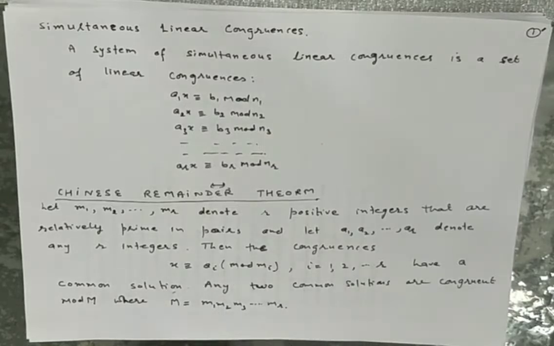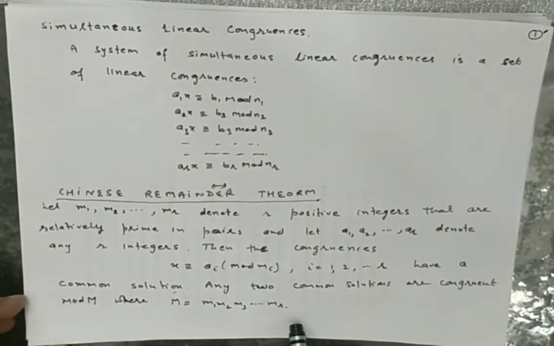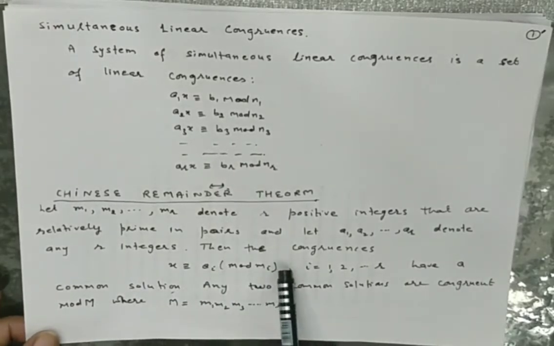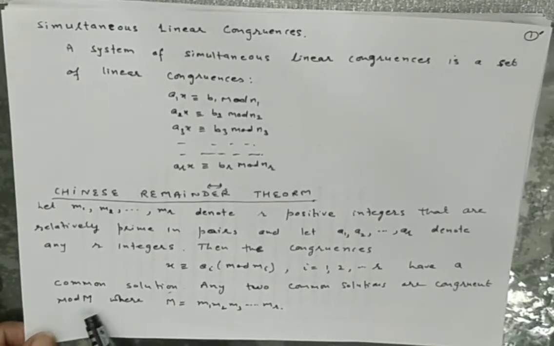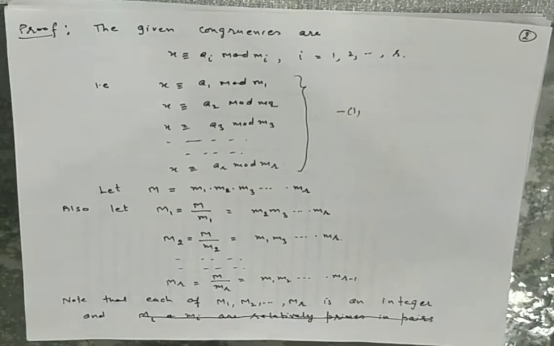Then the congruences x is congruent to ai modulo mi, i varying from 1 to r, have a common solution. Any two common solutions are congruent modulo M, where capital M is the product of m1, m2, m3, and so on up to mr. So we will prove that these congruences have a common solution, and that any two common solutions are unique up to modulo capital M. So let's prove the Chinese remainder theorem.